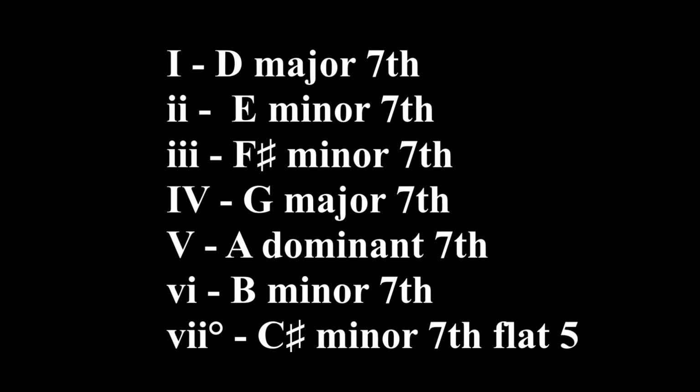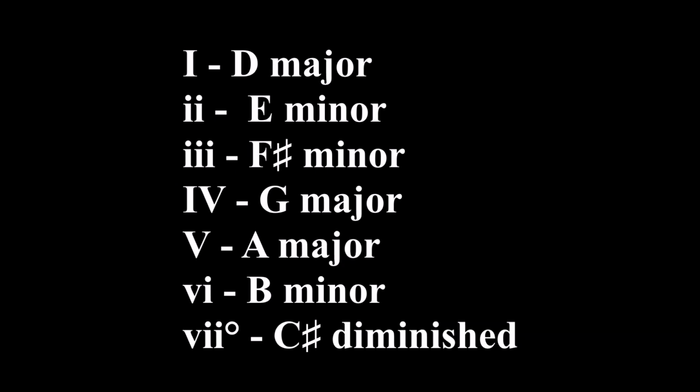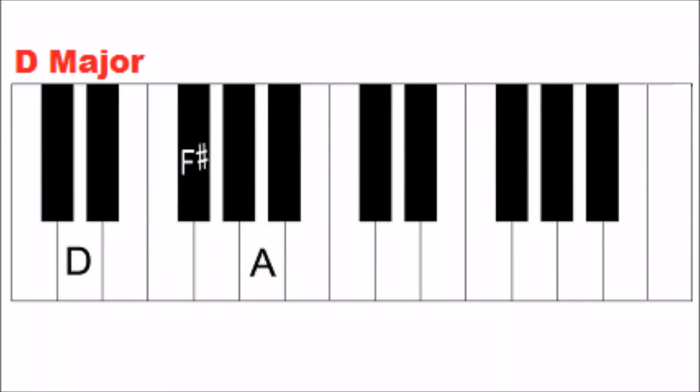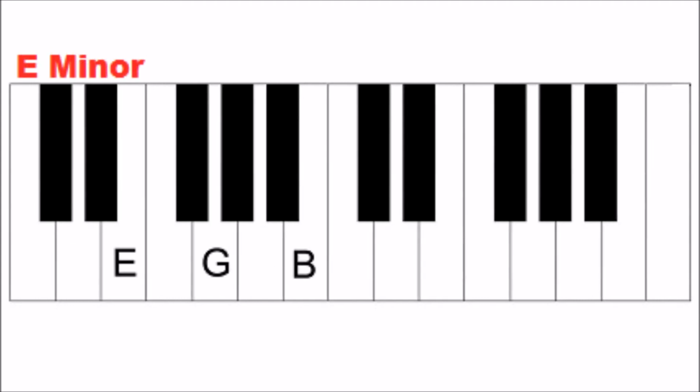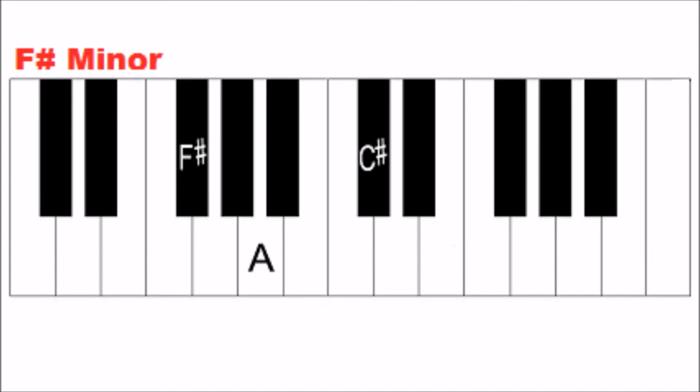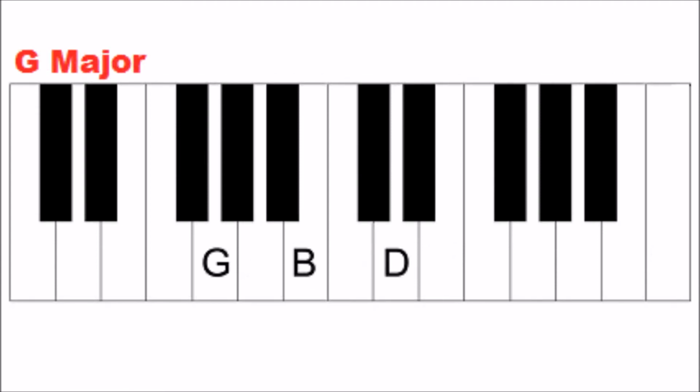What are the notes of each chord in the key of D major? Let's start with the triad chords. The notes of chord 1, D major, are D, F sharp, A. The notes of chord 2, E minor, are E, G, B. The notes of chord 3, F sharp minor, are F sharp, A, C sharp. The notes of chord 4, G major, are G, B, D.